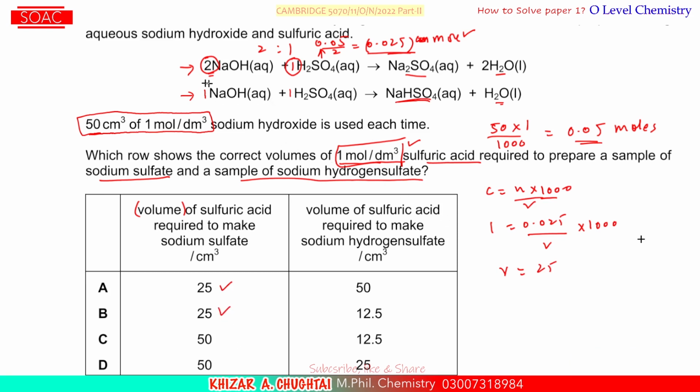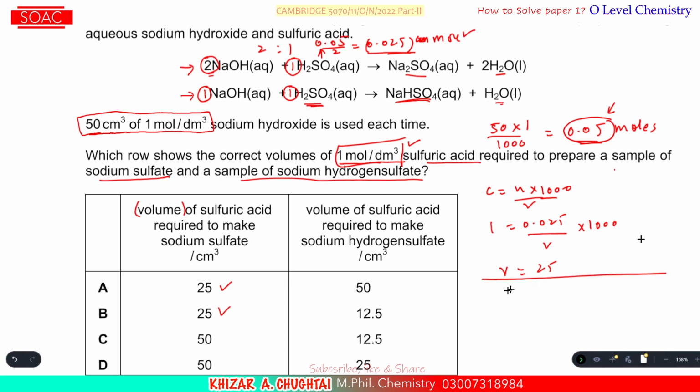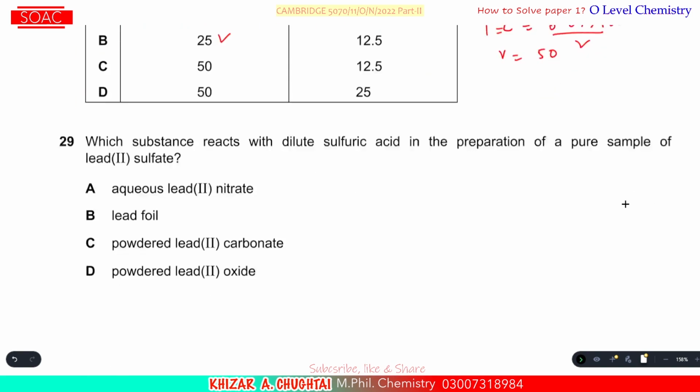Come towards the next one. Once again, I'm going to check the ratio between the sodium hydroxide and sulfuric acid. It is 1:1, and the moles of sodium hydroxide every time is 0.05, so the same moles of H2SO4 will be used. Now the concentration is equal to 0.05 into 1000 divided by V. Concentration is equal to 1 and V is equal to 50. So A is the correct option.